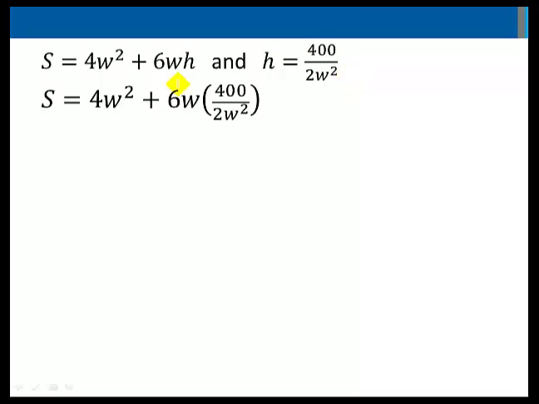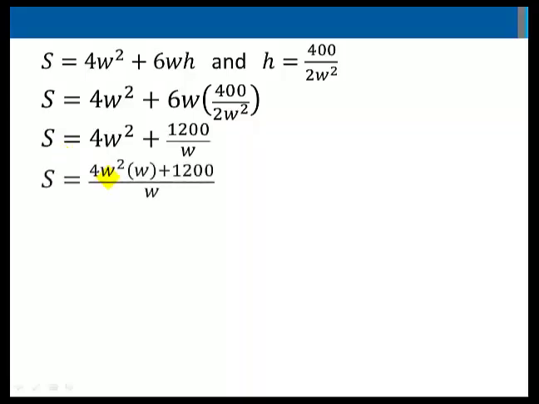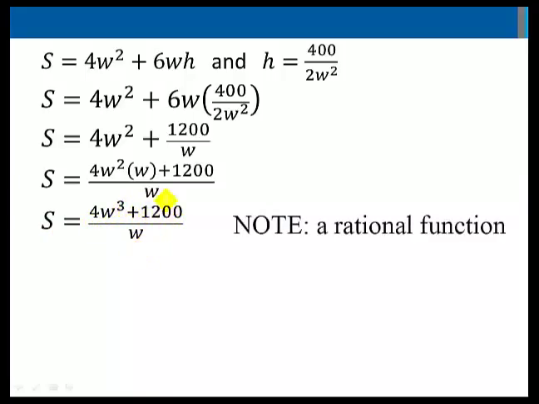Let's look at the surface area function and replace H with 400 over 2W squared. Simplify. And I want to have one fraction here, so what I can do is put the 4W squared over W by multiplying it by W, and then I'll simplify and end up with a surface area function of 4W cubed plus 1200 over W. Note this is a rational function.